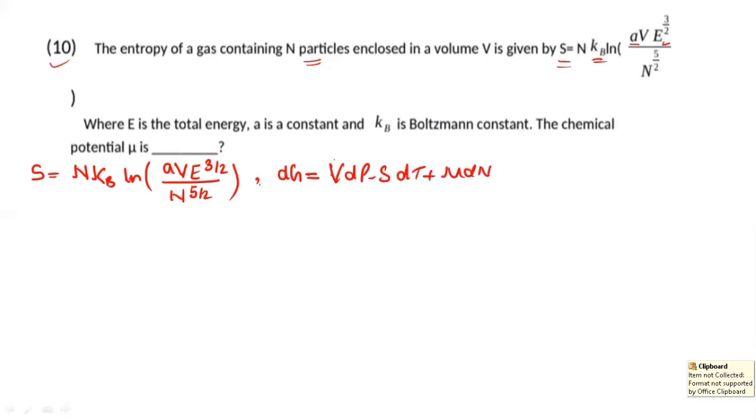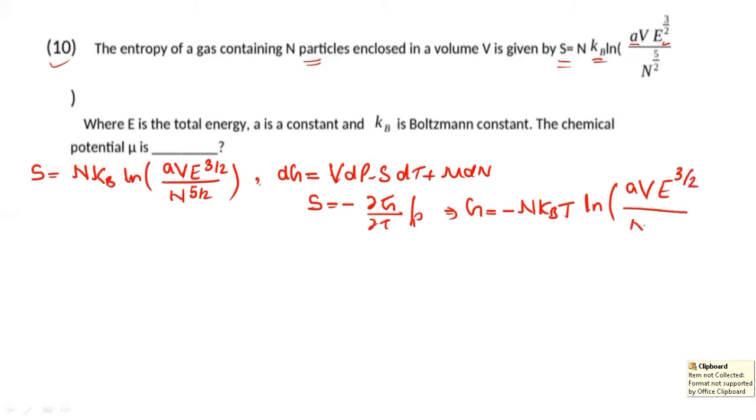From here you can write S is equal to minus del G by del T at constant pressure. And finally from this you can write G is equal to, minus sign will be as it is, if you write S, N Kb, T is multiplied, and the bracket terms will be as it is, ln Av e to the power 3 by 2 divided by N to the power 5 by 2.